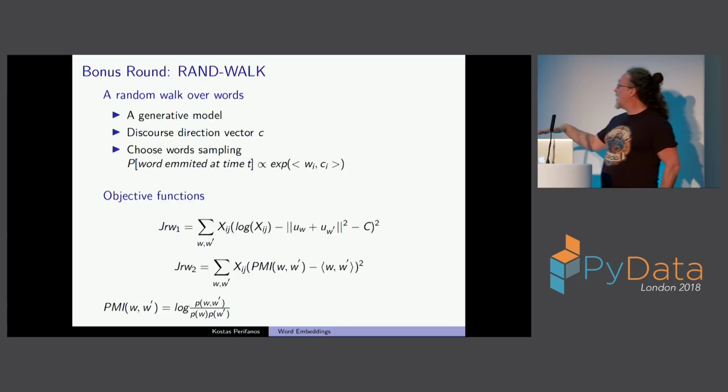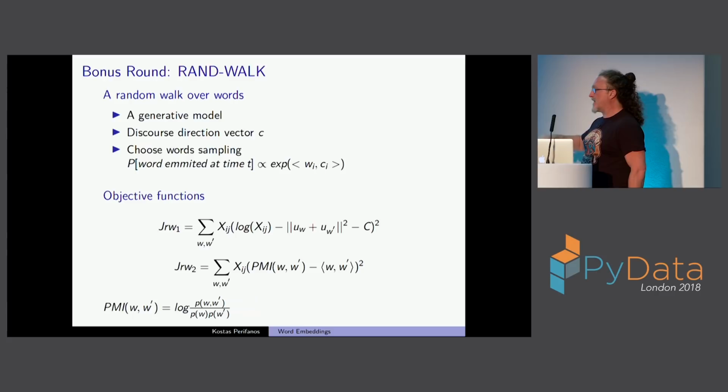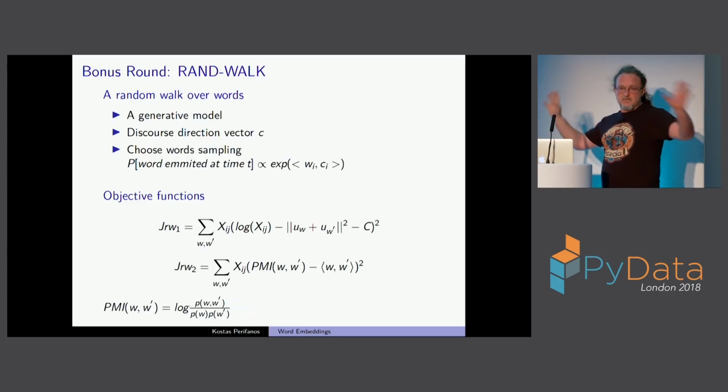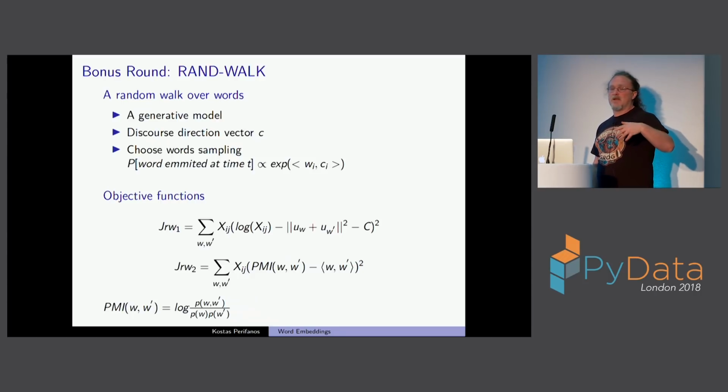So these guys are coming up with yet another embeddings model where they approach the problem with a generative model, right? They say, let's imagine that we have a unit vector somewhere in the vocabulary space, which points towards a direction. The direction is what is being discussed. It can be sports, it can be politics, and so on and so forth.